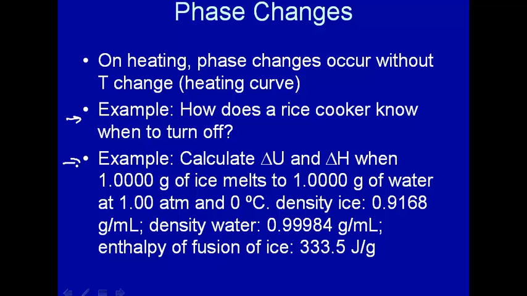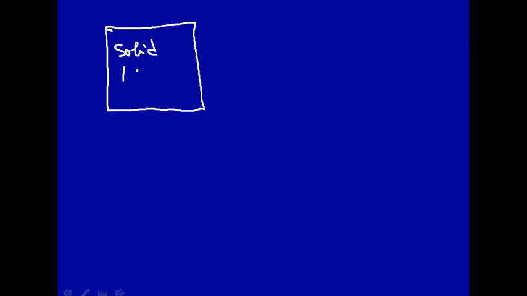Let's work on this example here. Calculate delta U and delta H when 1 gram of ice melts to 1 gram of water at 1 atmosphere and 0 Celsius. And we're given the density of ice, the density of water, and the enthalpy of fusion of ice. Okay, let's draw a picture. Here's our initial state. We have ice, which I'll just denote here as a solid. We said it's at 1 atmosphere. We have 1 gram, and it's at 0 Celsius.